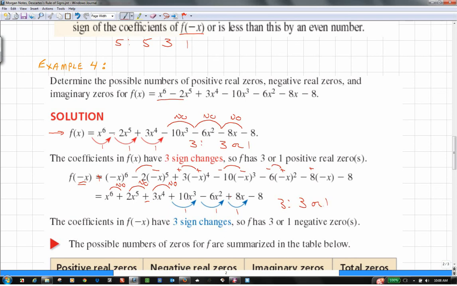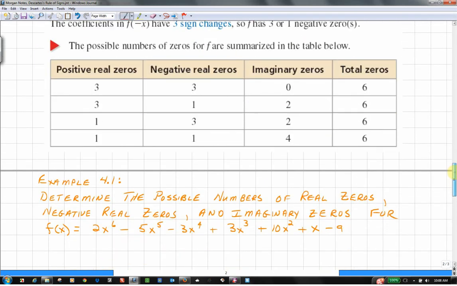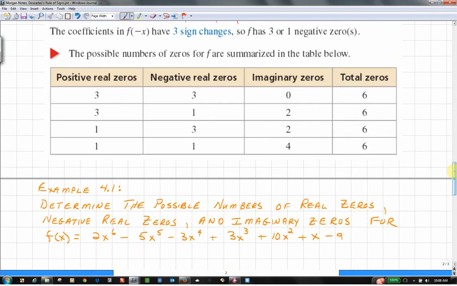And so what I'm going to do is make a little chart. It doesn't matter what order you put the chart in, but I know that I have 3 positive real zeros, and I could have 3 negative real zeros. So I just have to include every combination of that. That's what this chart says. I could have 3 positive or 3 negative, 3 positive and 1 negative, 1 positive and 3 negative. That's just all the combinations of those possibilities.